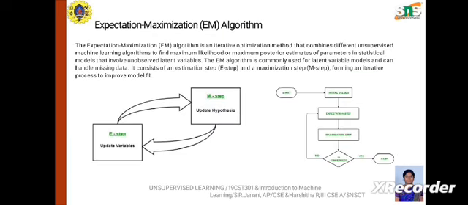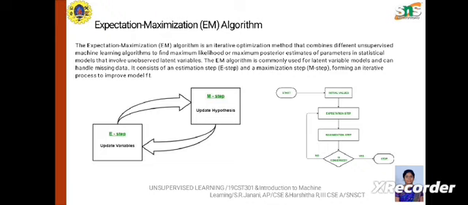Next we are going to see the EM algorithm. The EM algorithm is also called the expectation-maximization algorithm. It is mainly an iterative optimization method which combines different unsupervised machine learning algorithms to find maximum likelihood or maximum posterior estimates. It involves unobservable latent variables, is commonly used for latent variable models, and can handle missing data. It consists of two steps called the E step and the M step, which are the estimation step and the maximization step. Together they are called expectation maximization, which forms an iterative process to improve the model.